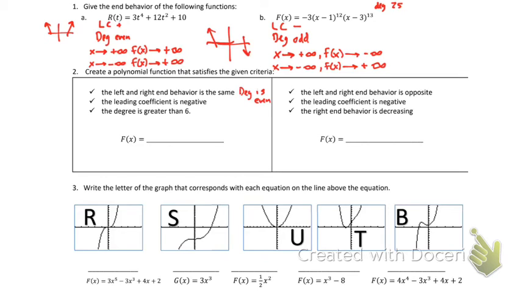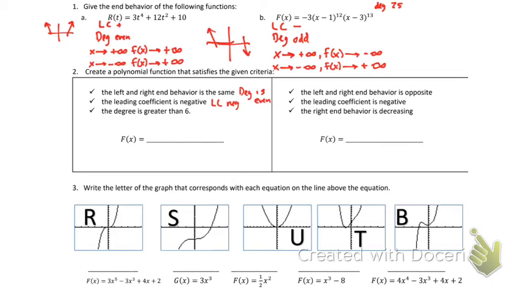Okay, if you look at the rules I gave you last Zoom, when your left and right end behavior do the same thing, that means we have to have an even degree, or our powers are even. Okay, the leading coefficient is negative. So whatever number I put in front has to be a negative number, and the degree is greater than 6. So my power has to be even but bigger than 6. So let's go ahead and do this. If you did this function on your own and you understood it, it might look a little different than mine. So we're going to just take these rules into effect.